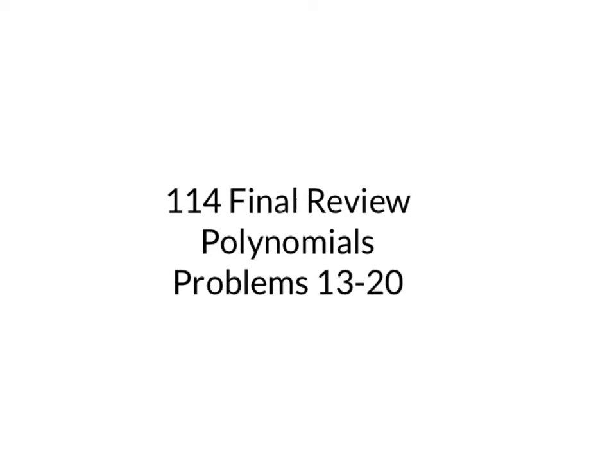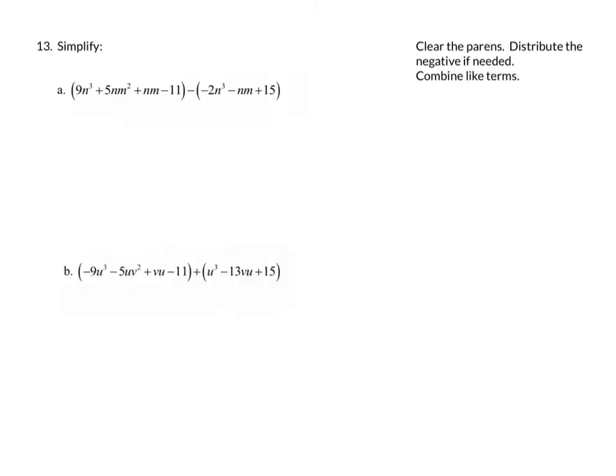The next section of the review that we're going to look at is polynomials. This covers problems 13 through 20. So the first thing we want to look at is simplifying polynomials involving addition and subtraction. Remember that in order to do this, we're going to clear the parentheses, distribute the negative if needed, and then combine like terms.